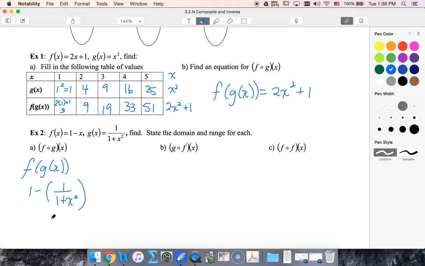Thinking about my domain and range, well, I want to think about anything that would cause me to divide by 0. However, x squared will never be negative 1. So my domain is going to be all real numbers.